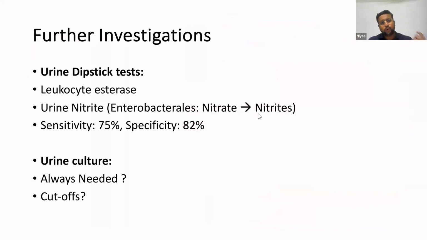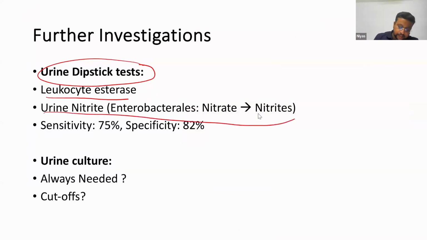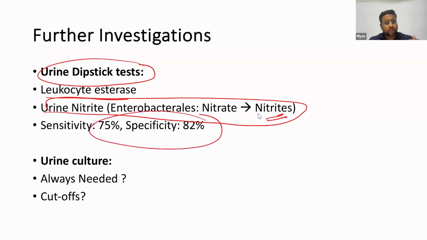Further investigation, you can do various kinds of tests. The urine dipstick tests were previously used commonly. There are two urine dipstick tests: the leukocyte esterase, which detects the esterase from the leukocyte enzymes, and the urine nitrite test. Basically, it depends upon the theory that enterobacteria like E. coli, Klebsiella can convert nitrate to nitrite, which can be detected via dipsticks. Now, the sensitivity and specificity of these tests come to around 75% sensitivity and 82% specificity, which means that they're not very good tests. They can miss cases, or sometimes they can also wrongly diagnose.